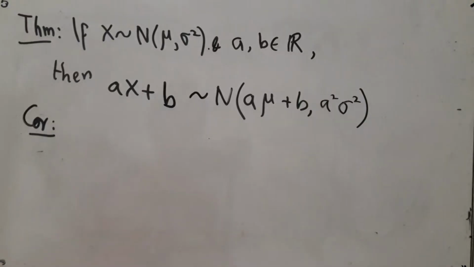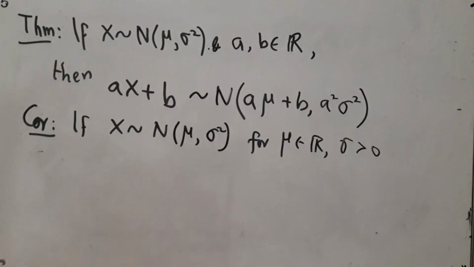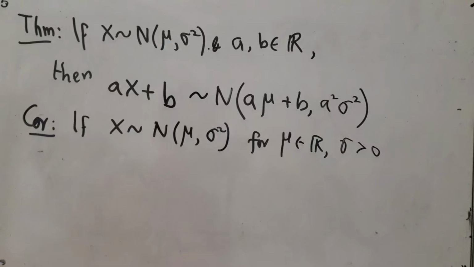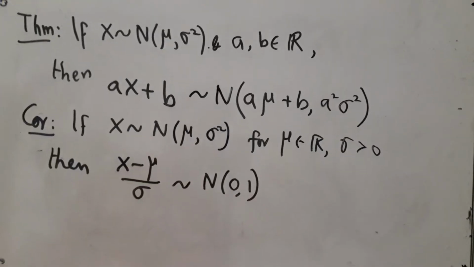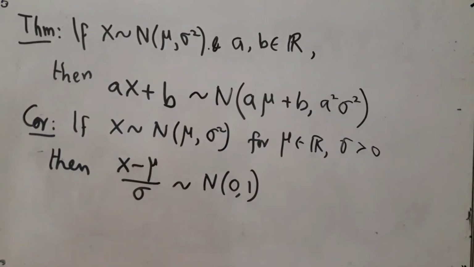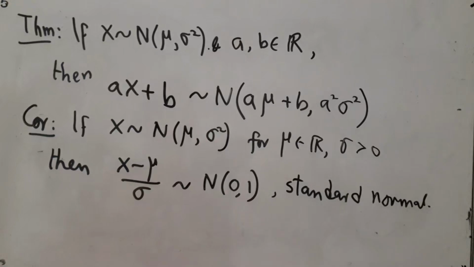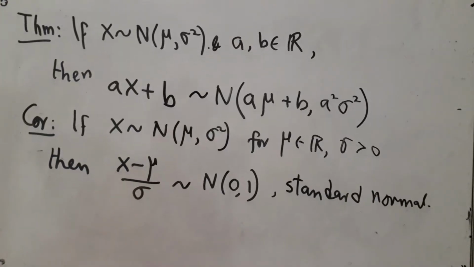Now here is a useful corollary to this theorem. If x has a normal mu, sigma squared distribution, where mu can be any real number and sigma is strictly positive, then (x minus mu) by sigma will have a normal 0, 1 distribution, and this is called the standard normal distribution.